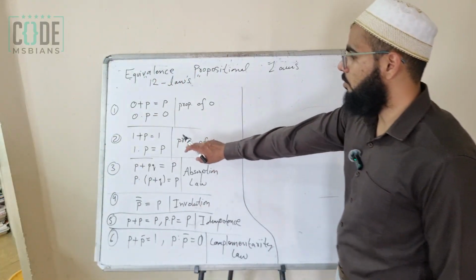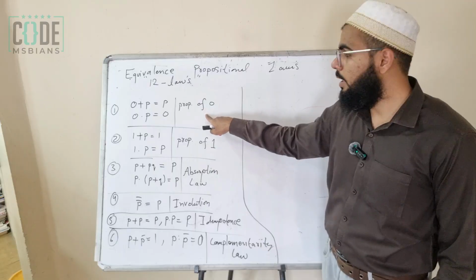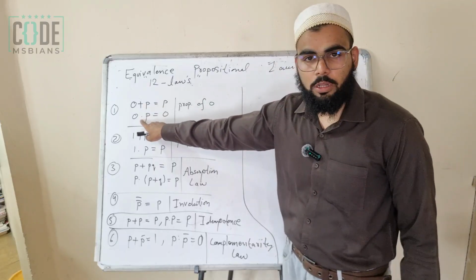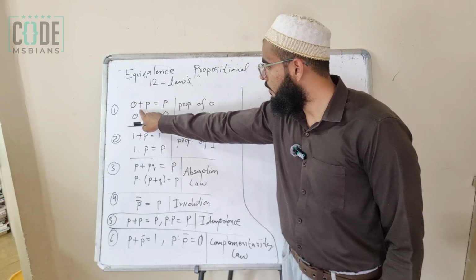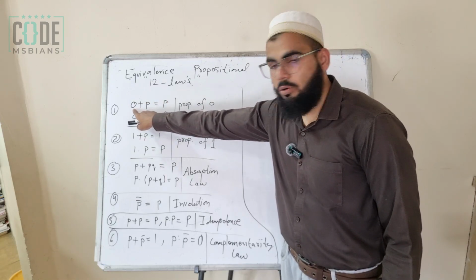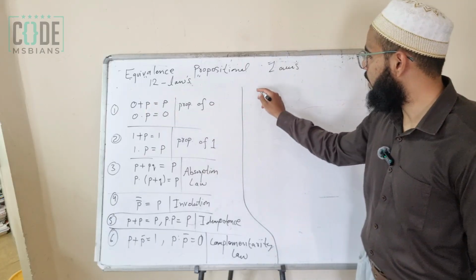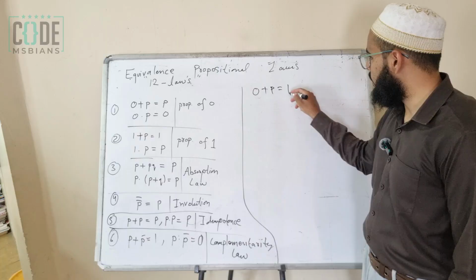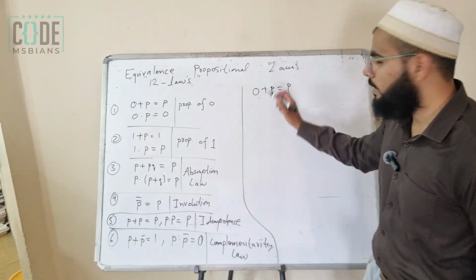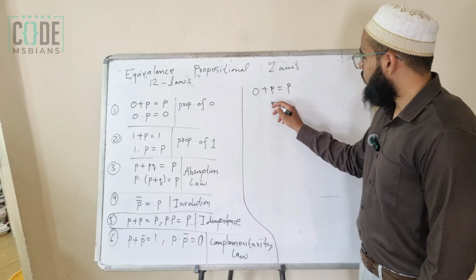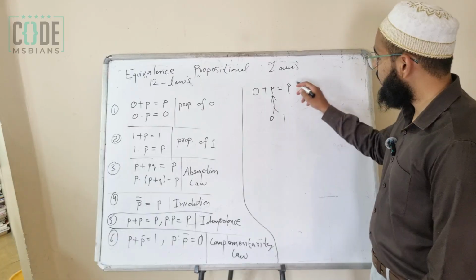So first of all, we have two equations here, and these are also known as properties of zero. Here we are ANDing and here we are ORing. We know that anything we OR with 0 will give you that particular variable. For example, I am writing here 0 plus p equals p. p is a variable and it could be any of a, b, c, d, x, y, so I am taking p here. Whatever the value of p is, it can be 0 or it can be 1, and that will give you p.